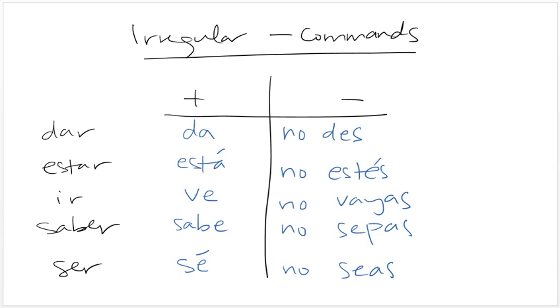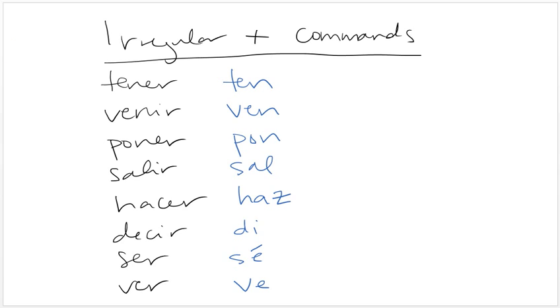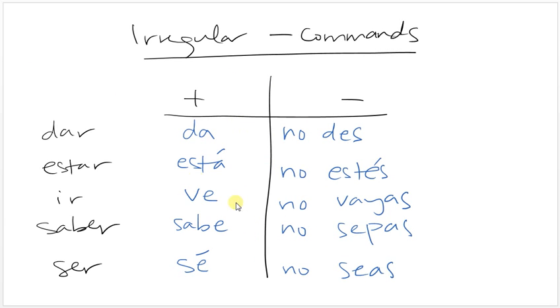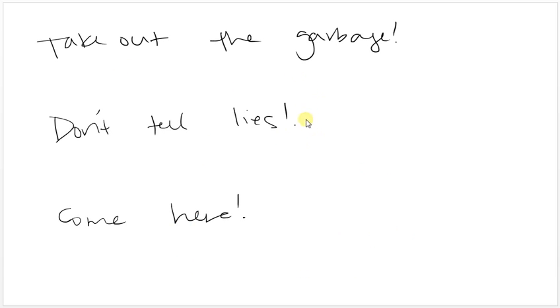So again, you're going to have to memorize the irregular positive commands, and you're going to have to memorize these irregular negative commands. There's not really a good way to know. You just have to memorize it, but we can use the song at least with the positive commands. Otherwise, it's always going to be the él, ella, usted form for the positive, and go to the yo, drop the o, add the opposite ending for the negative.